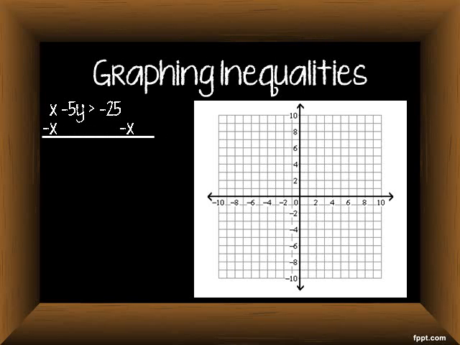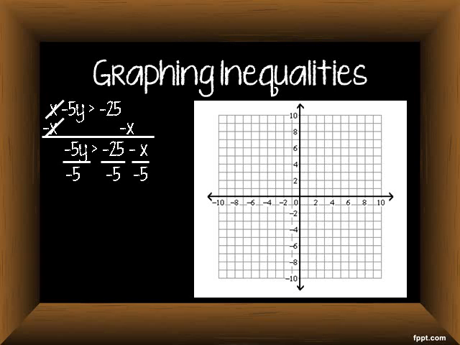The x's will cancel, leaving me with negative 5y is greater than negative 25 minus x. And then we're going to divide each side by negative 5 to get the y by itself. Now this is where a special rule comes into play. That rule being, if you divide an inequality by a negative number, you must switch the direction of the inequality sign. So because I am dividing this inequality by negative 5, I must switch the sign from greater than to less than.